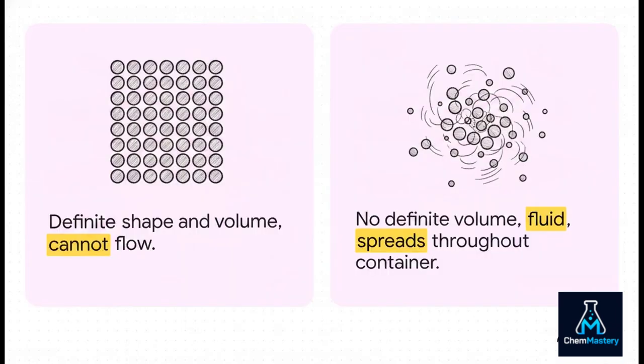To use a crowd analogy to really help visualize this, think of a solid as a tightly packed seated stadium audience. Everyone is totally fixed in place, right? A gas, by contrast, is like a chaotic, incredibly energetic mosh pit filling every possible corner of the room. It has no definite volume, it's totally fluid, and it just spreads everywhere.